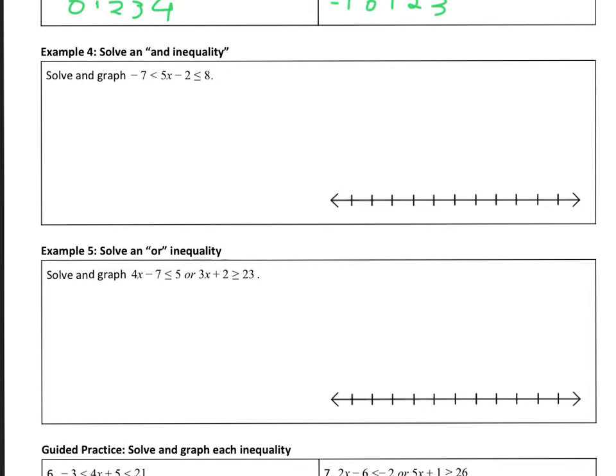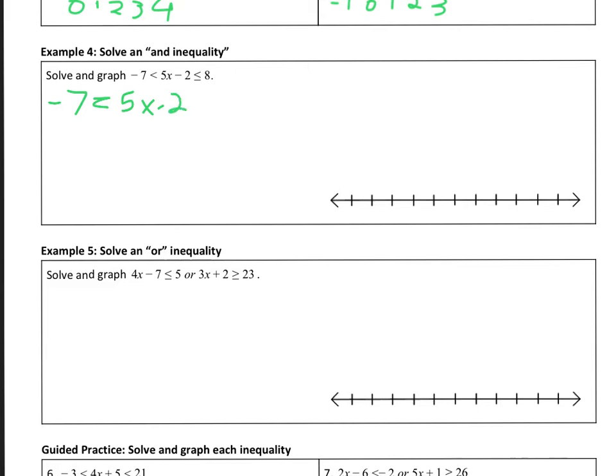So the first type of inequality for compound inequalities we are going to solve is an AND inequality. And I feel like this is the tougher of the two to solve. With an AND inequality, there are two inequality symbols, so there are two inequalities we can write and solve. The first inequality I'm going to write and solve is -7 is less than 5x minus 2.